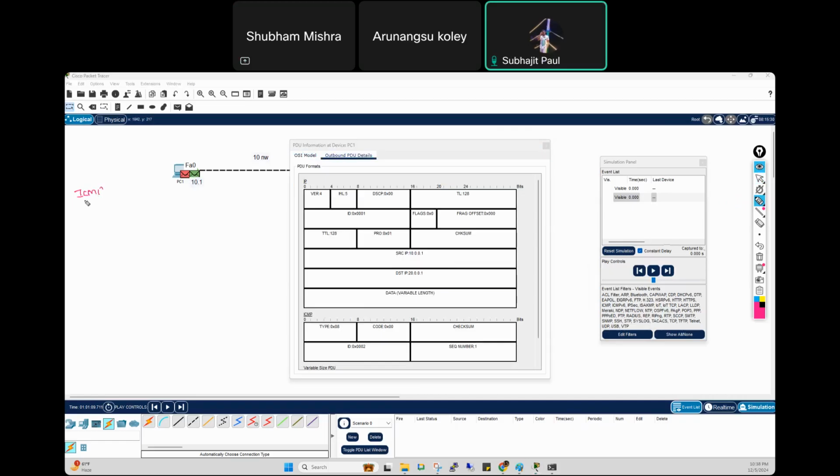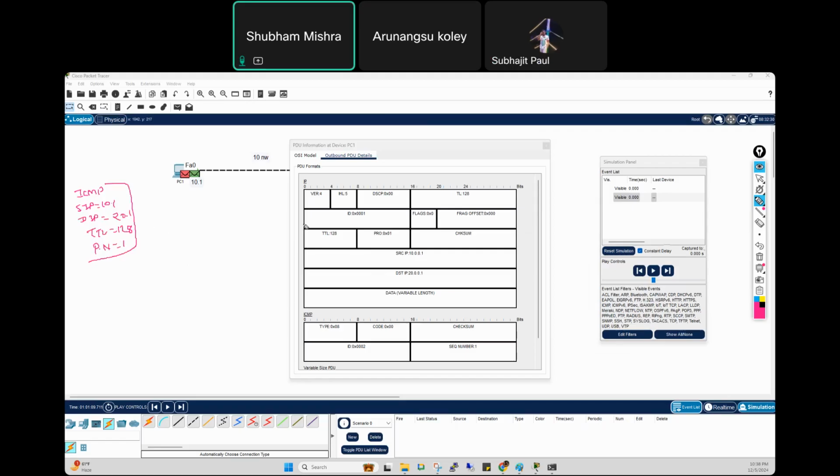In ICMP, source IP is your 10.1 and destination IP is how much? 20.1. Clear? And TTL value is how much? 128. Clear? Yes or no? Yes, sir. Okay. And protocol number is, guys, 1, because the IP protocol received this information from ICMP. So that is all about the complete ICMP packet. Yes or no?